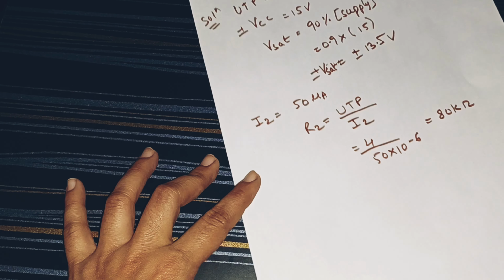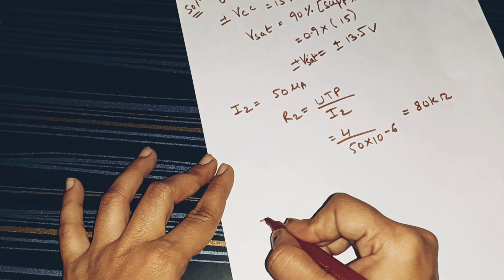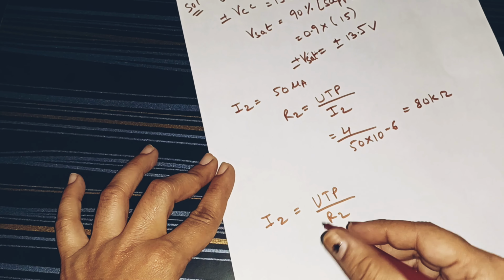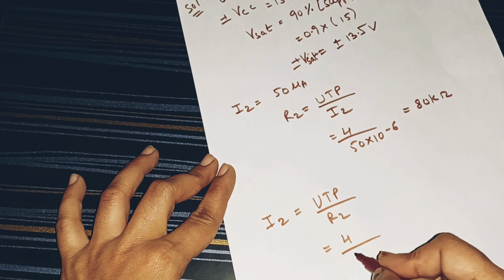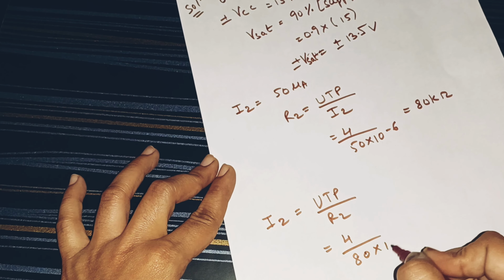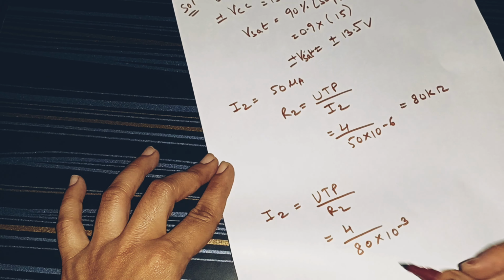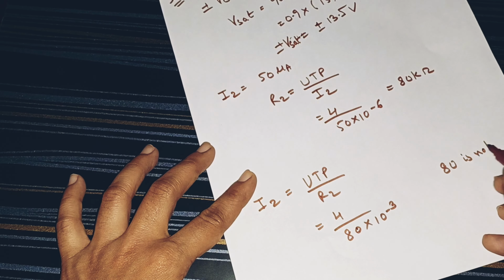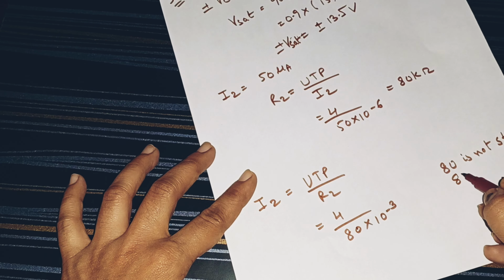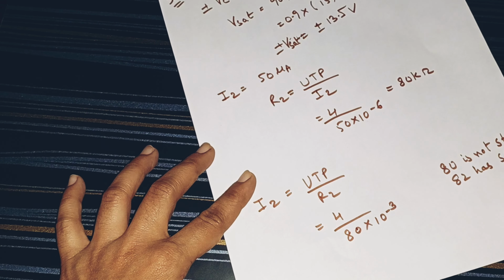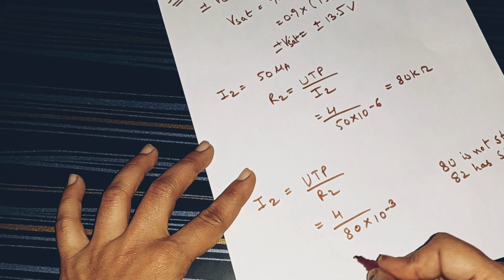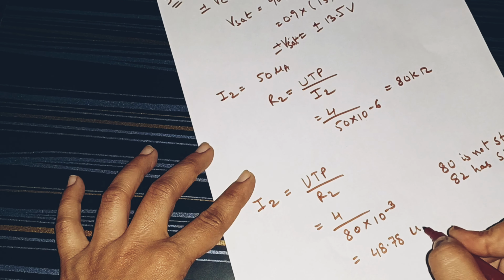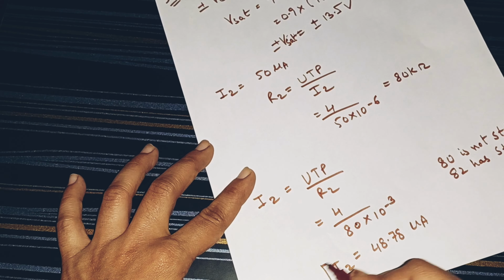Okay. So again we have to calculate the I2 value. So how will I calculate I2 value? UTP divided by R2. So we'll get 4 divided by 80 into 10 raised to power 3. So here we have to take standard value. So 80 is not a standard value. So we are taking 82 as a standard value. So we'll get I2 is equal to 48.788 microampere.